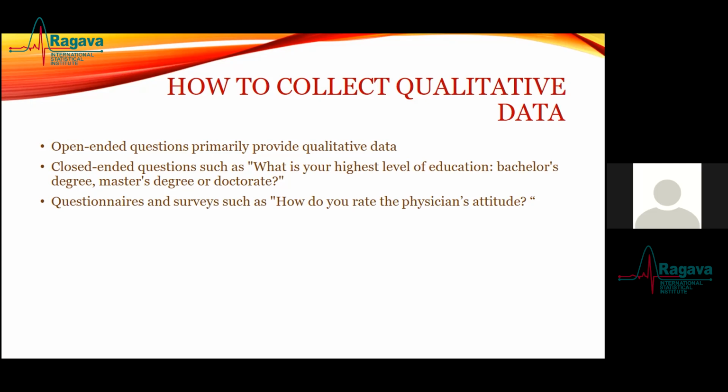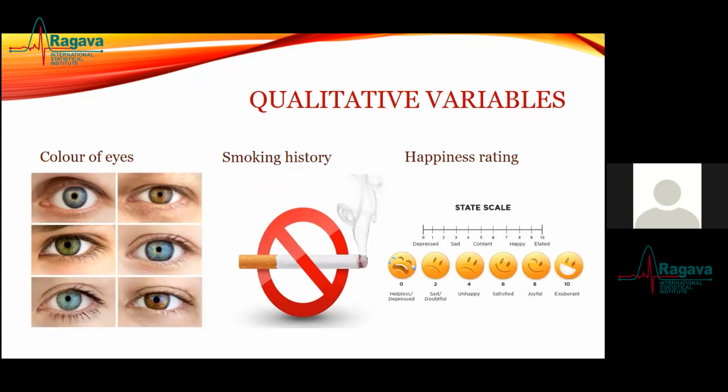Let's discuss more about qualitative data. Some of the best examples of qualitative variables for better understanding: the color of the eyes, which simply defines the quality, a person's attribute, and smoking history. By posing a yes or no type of question, you will get an answer for the smoking history of a person. Similarly, the happiness rating scale: the state of mind can only be described. It cannot take any numerical value. A person can be depressed, unhappy, or neutral. So this primarily comes under a qualitative variable.